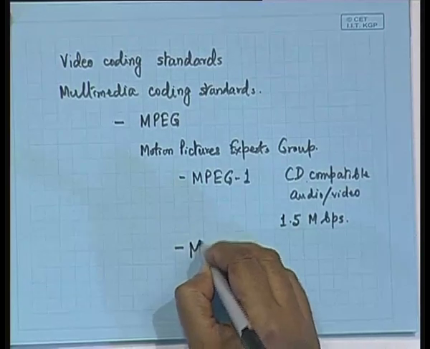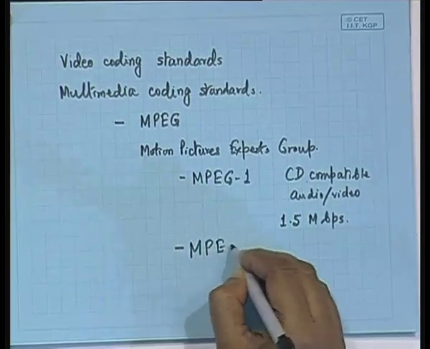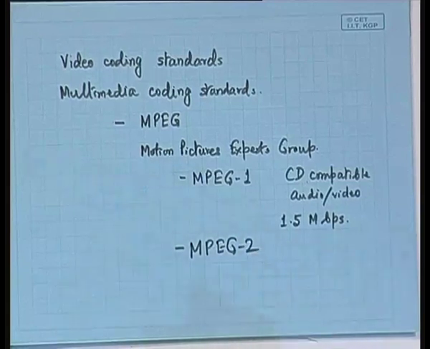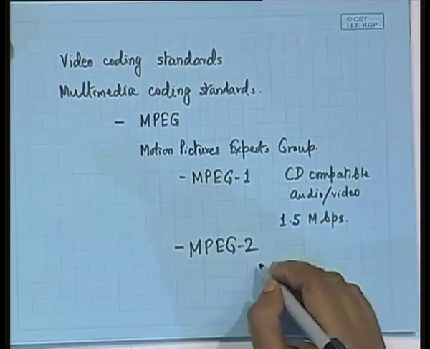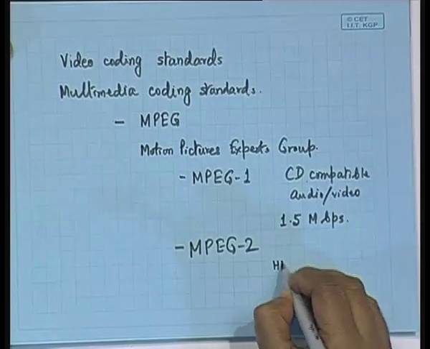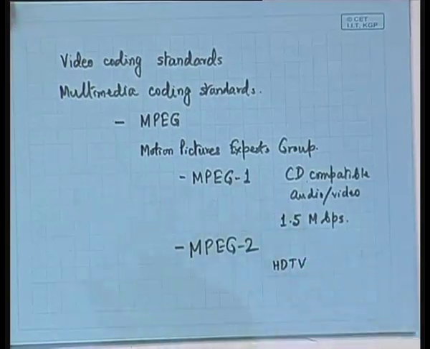The second upgrading was done as the MPEG 2. Okay. So, that was the next MPEG standard, but MPEG 2's charter was quite different. MPEG 2 addressed not only the lower end of application, but also the very high end of applications like HDTV, the high definition television standards.